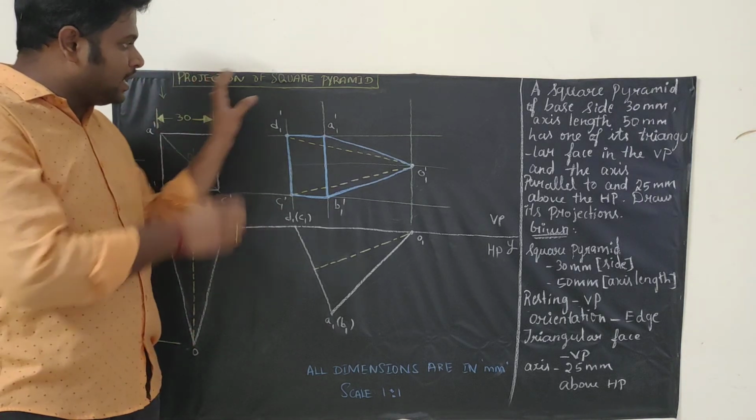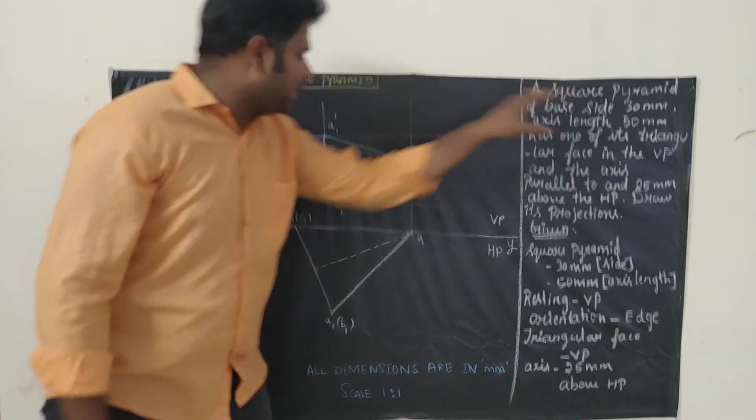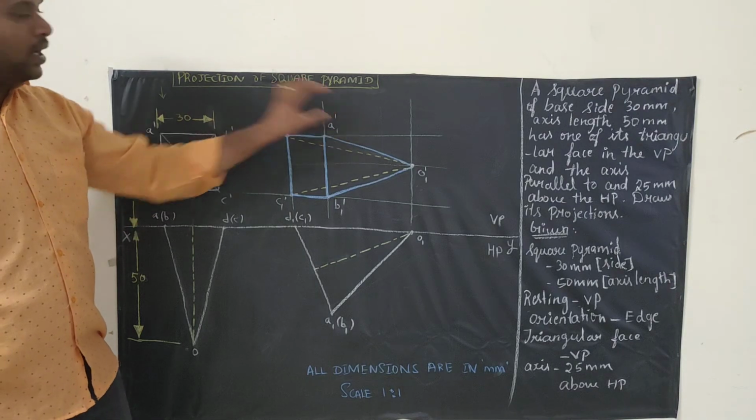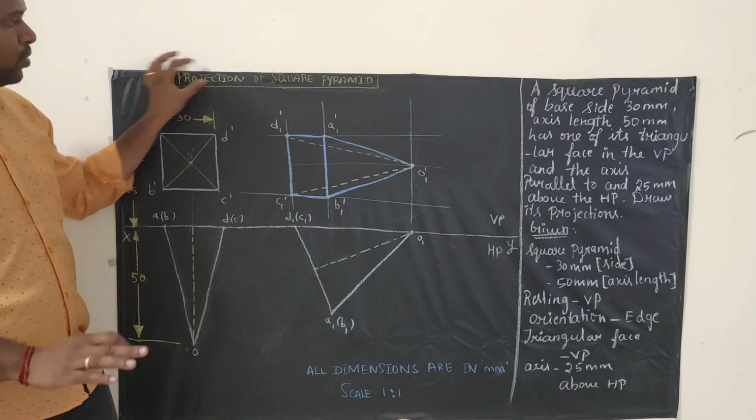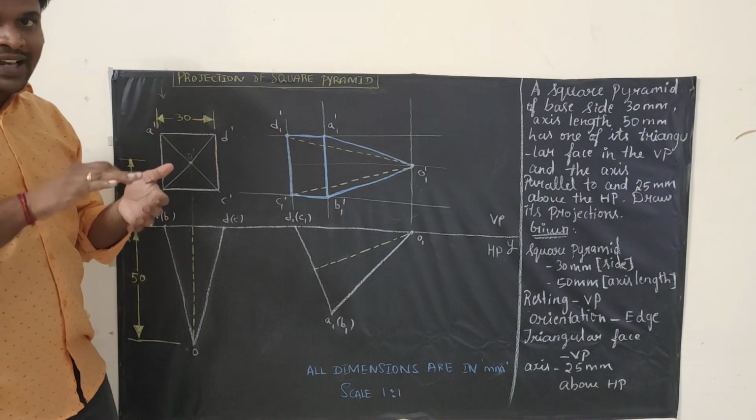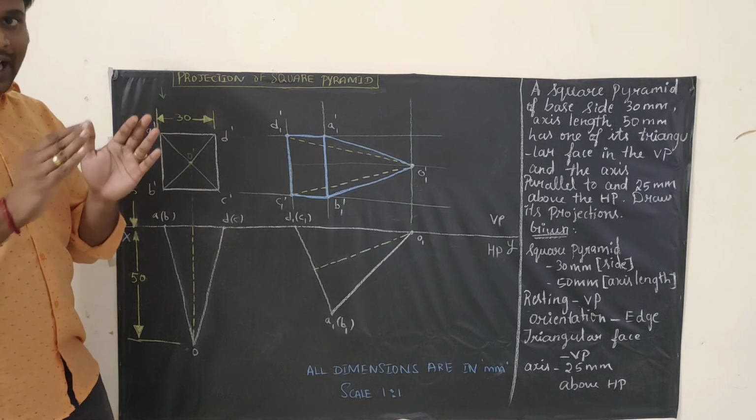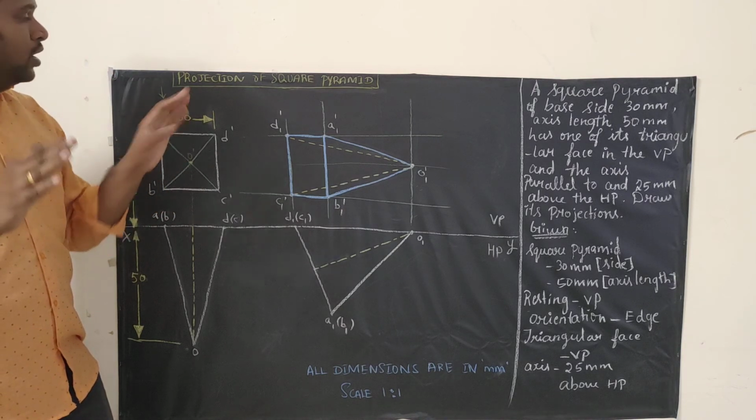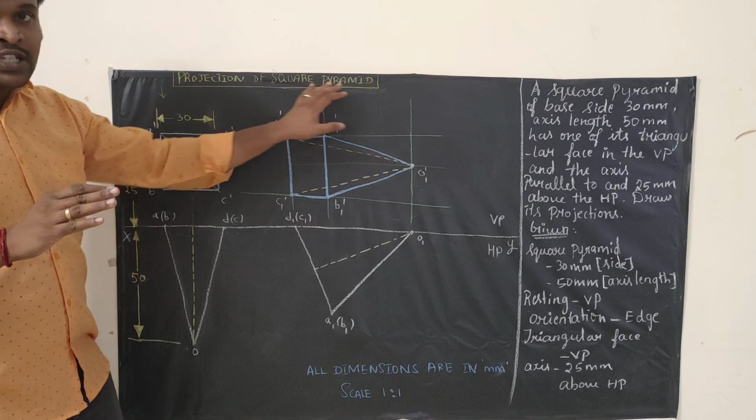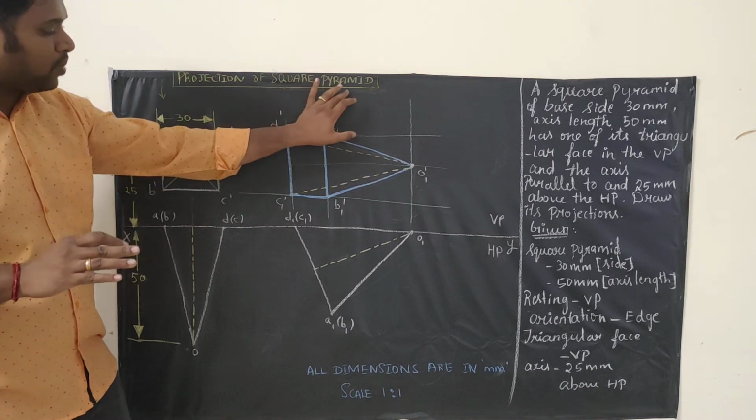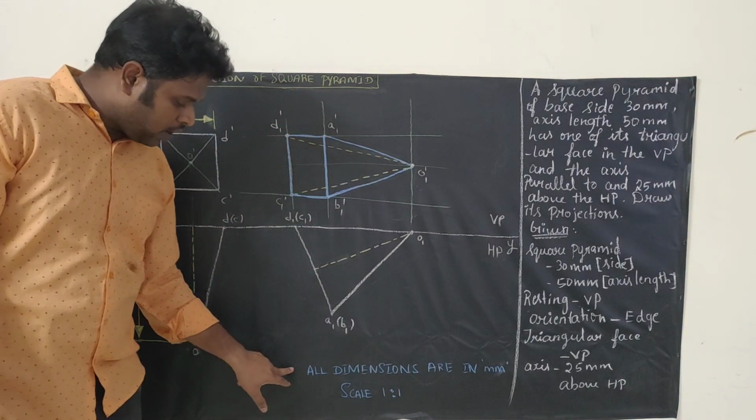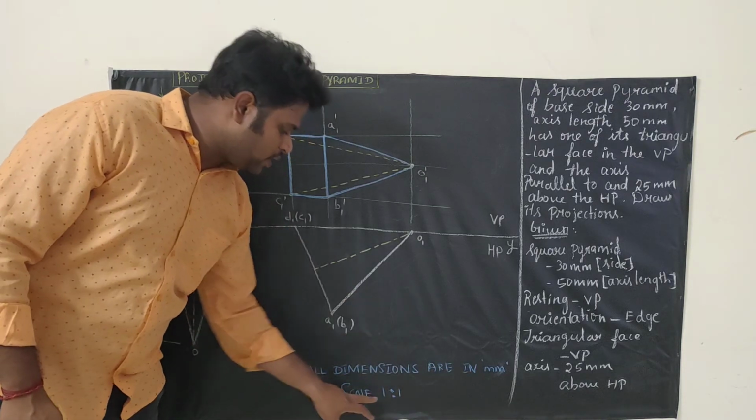You have to write the title as C. Square pyramid means projection of square pyramid. Height of the text should be 10 mm. Draw 2 lines and height will be 10 mm. That line should be seen only into your eye. Okay, and write it very legibly and neatly. Projection of square pyramid. And see here, all dimensions are in mm, scale 1:1.